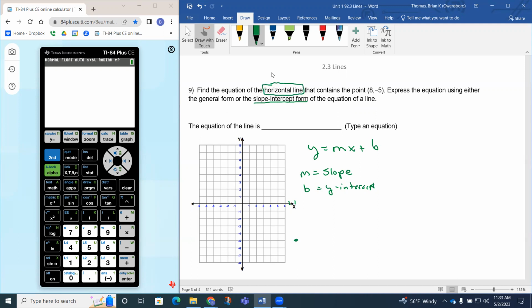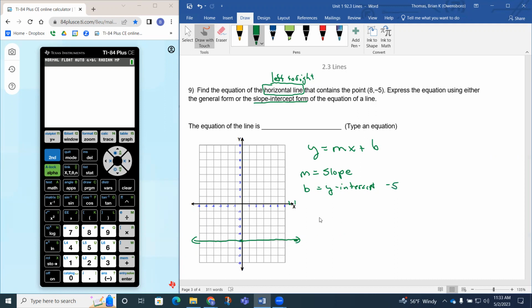Horizontal line means you're going from left to right, just like the horizon. So what I can do is draw a horizontal line through here like so. By doing so, you can see that the y-intercept is actually this -5.